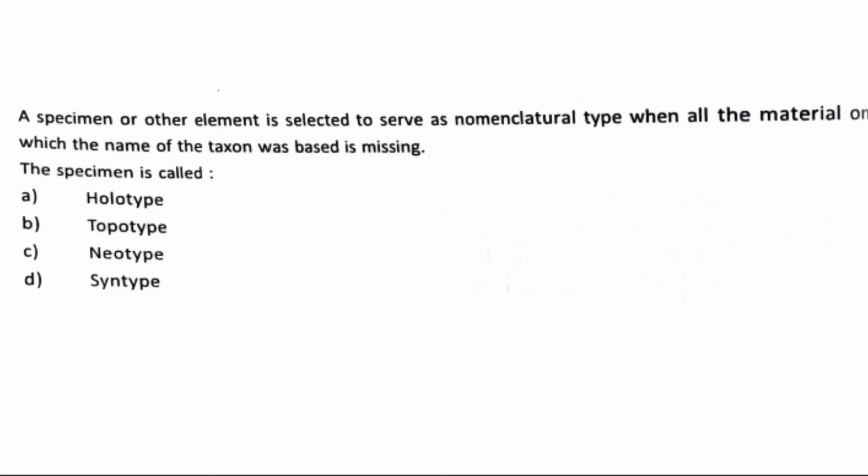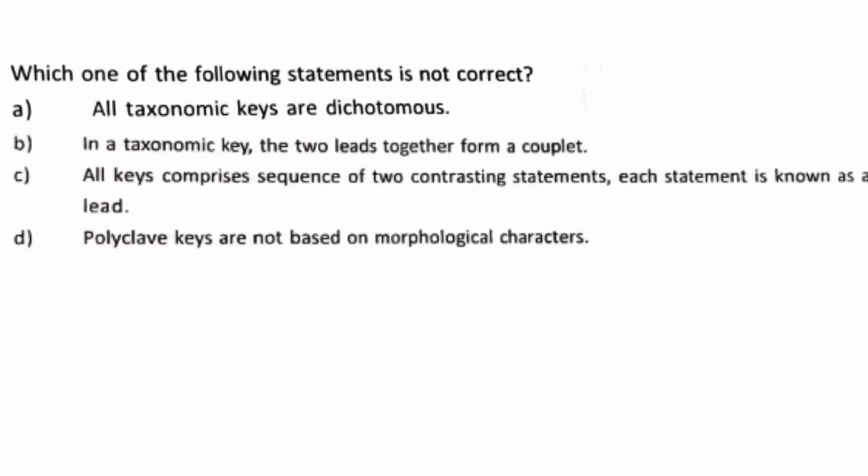Our next question. A specimen or other element is selected to serve as nomenclatural type when all the material on which the name of the taxon was based is missing. So the specimen is called option A holotype, option B topotype, option C neotype, option D syntype. Well, the answer will be neotype. When an entirely new type has to be published or used, when neither the holotype nor its isotype, topotype, lectotype, nothing is available, then neotype is used.